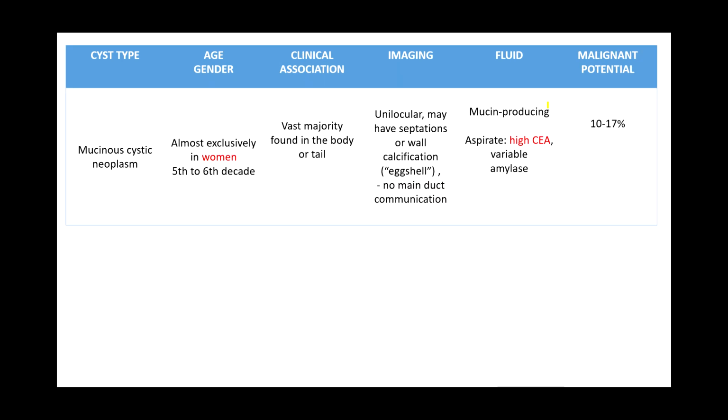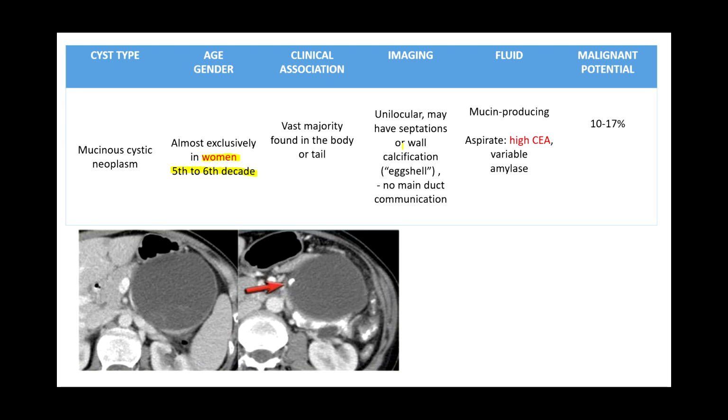Coming to next, that is mucinous cystic neoplasm. These are almost exclusively seen in women. These are seen in 5th to 6th decade. They are vast majority found in body and tail. These could be unilocular or have septations or have a wall calcification, which is also known as eggshell calcification.